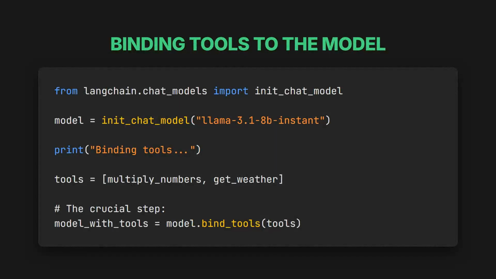Creating tools is step 1. Step 2 is telling the model they exist. We call this binding. In LangChain, it's as simple as calling .bind_tools and passing a list of your functions. This method modifies the model object. It injects the tool definitions into the model's system context so it knows, hey, I have a calculator and a weather checker available if I need them. Note that we create a new object called model_with_tools. We will use this object for our queries from now on.